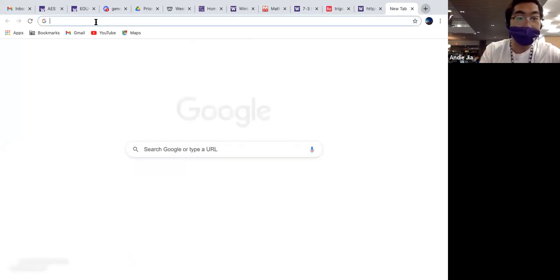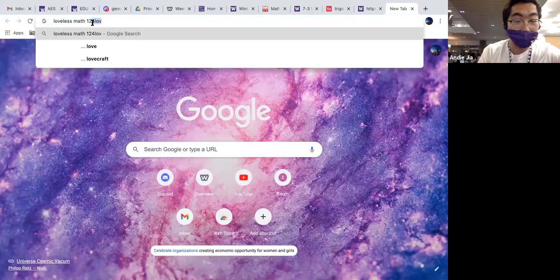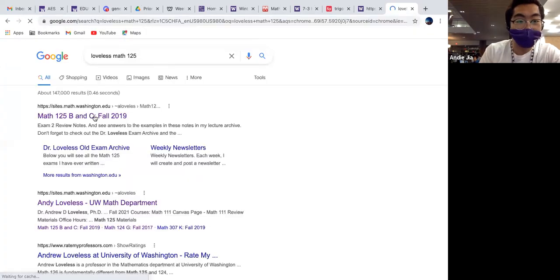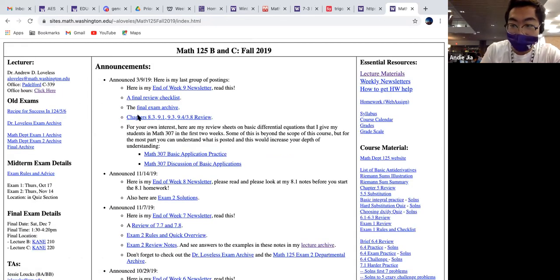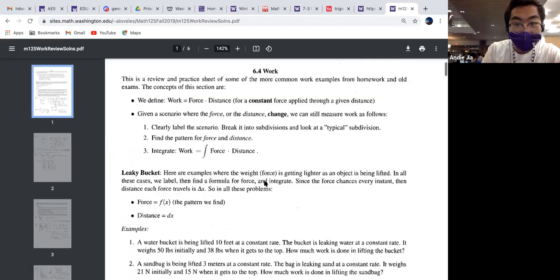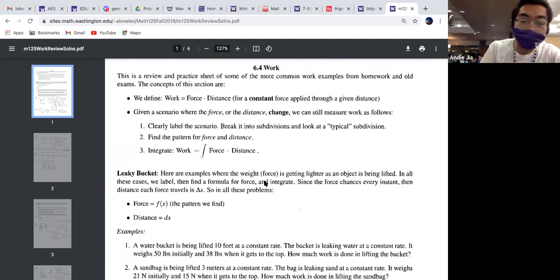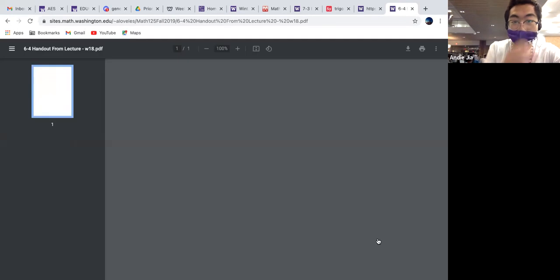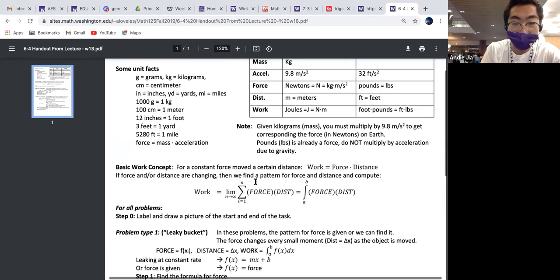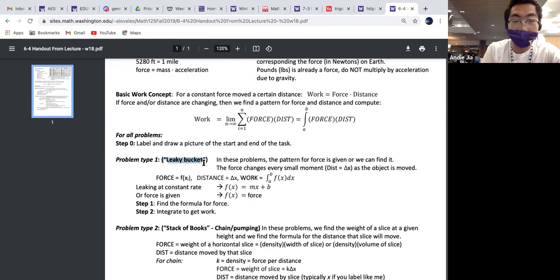do some concept review for work, because I think it's better. So work is force times distance. There are two types of problems. The first type is a leaky bucket.